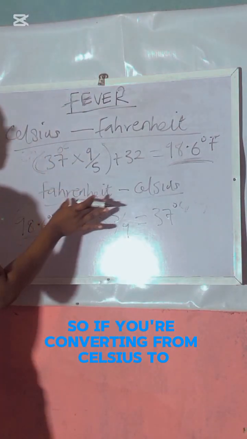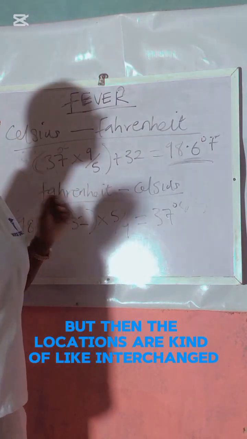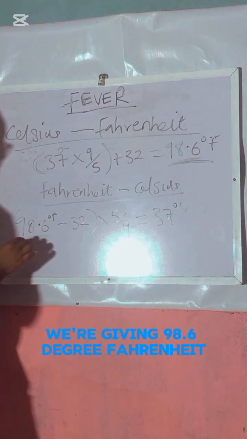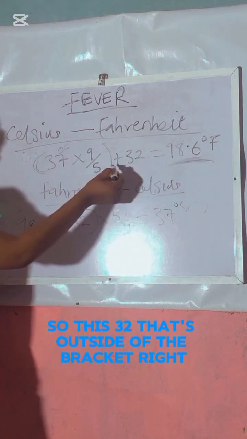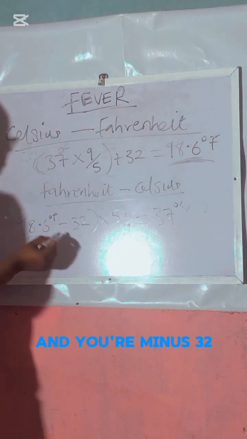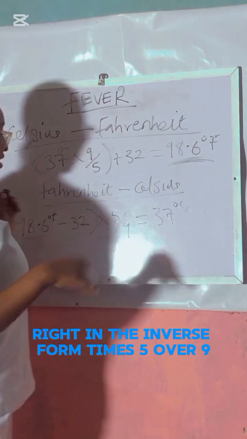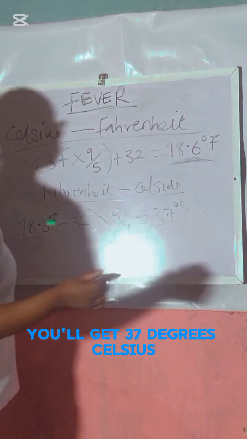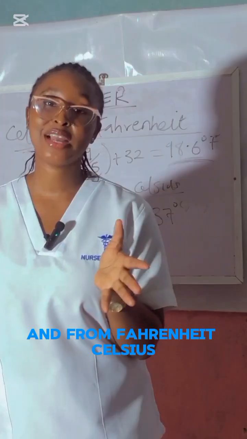Now, let's assume this same value is given to us to convert to Celsius. So if you are converting from Fahrenheit to Celsius, it's the same values, but then the locations are interchanged. Okay, come with me. So for example, we're given 98.6 degrees Fahrenheit, right, to convert to Celsius. All you have to do is you minus 32. So this 32 that is outside of the bracket, where you were adding, this time it's inside the bracket and you're subtracting 32. And then you are multiplying with this value, but now in the inverse form, times 5 over 9. So if you do your math, you get 37 degrees Celsius. So this is how you convert from Celsius to Fahrenheit and from Fahrenheit to Celsius.